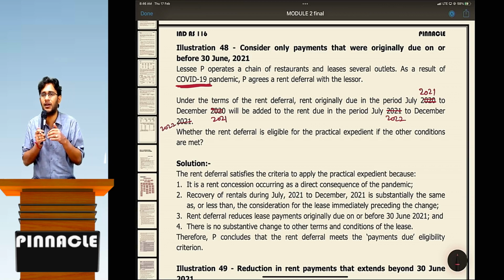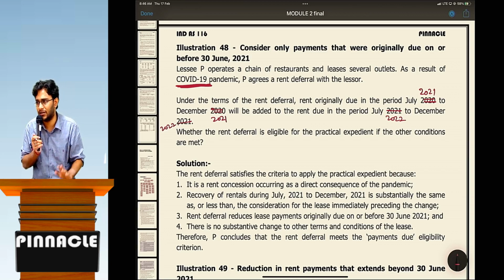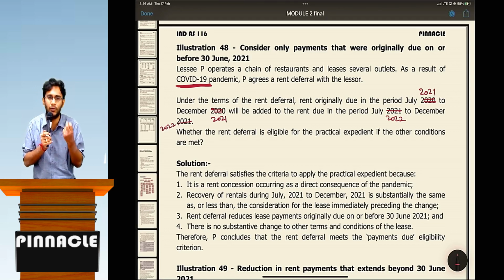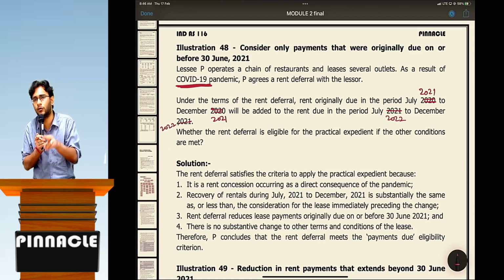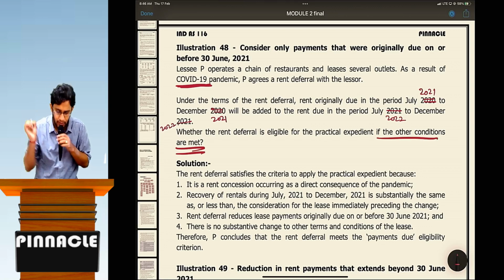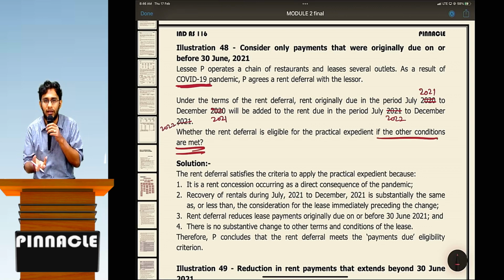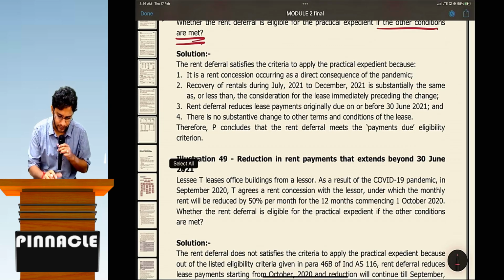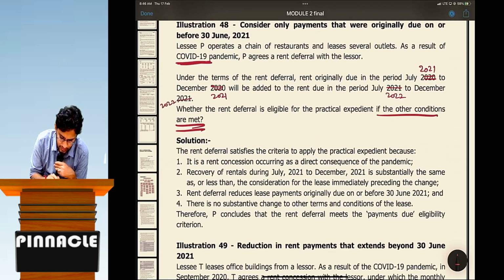Whether lease payments are substantially the same or lower, we do not know because lease data is not given. Other terms and conditions data is not there. So out of the 4 conditions you can verify only 2, assuming that the remaining 2 are also satisfied, which he is saying. Then the practical expedient definitely he can apply if he wants to apply.